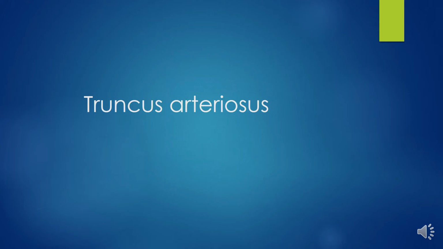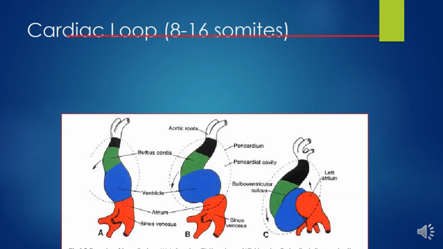Truncus arteriosus. Truncus arteriosus, or the common arterial trunk, accounts for 0.4 to 4% of all congenital heart defects. It involves a single vascular trunk arising from the heart and gives rise to the aorta, pulmonary arteries, and the coronary arteries.